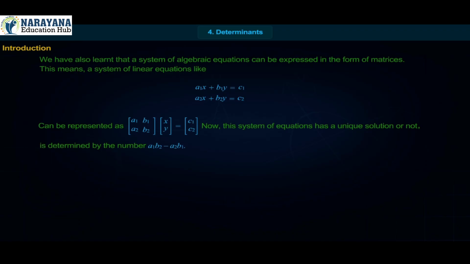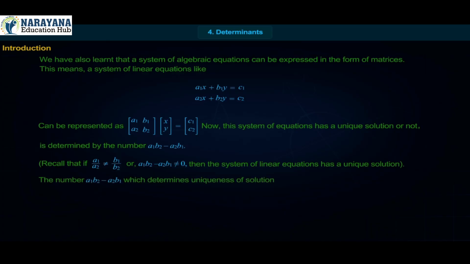Now, whether this system of equations has a unique solution or not is determined by the number a1 b2 minus a2 b1. Recall that if a1/a2 is not equal to b1/b2, or a1 b2 minus a2 b1 is not equal to 0, then the system of linear equations has a unique solution. The number a1 b2 minus a2 b1, which determines uniqueness of solution, is associated with the matrix A = [a1 b1; a2 b2] and is called the determinant of A, or det A.